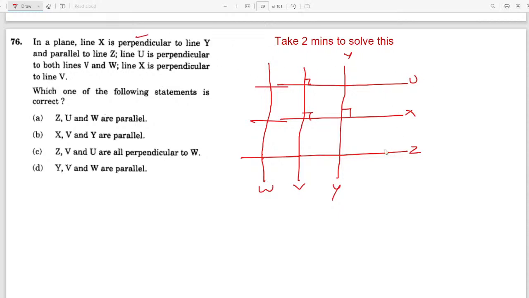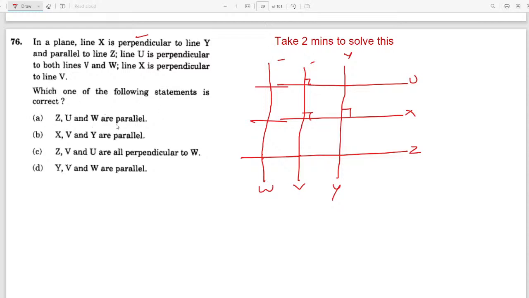And parallel to line z. So this is parallel to line z. Line u is perpendicular to both lines v and w. Yes, both are satisfied. And line x is perpendicular to line v. Done. Which of the following statements is correct?